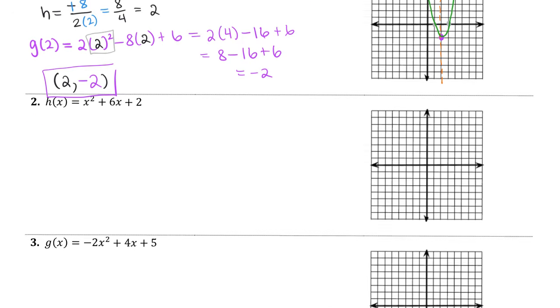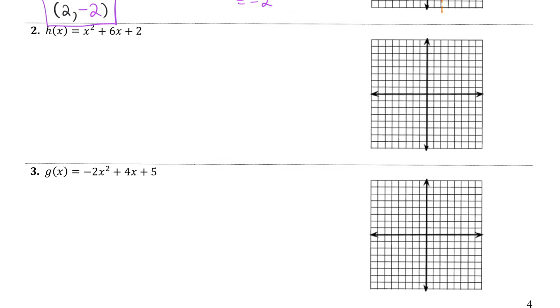Okay, I'm going to number 2. Pause if you want to try it first. Okay, for 2, I have x squared. I need an a value. X squared is the same as 1x squared, so I'm going to say a equals 1, plus 6x. B is positive 6. C is positive 2.